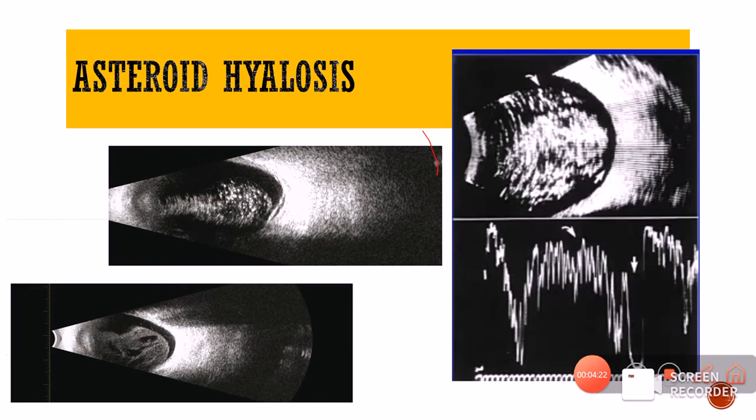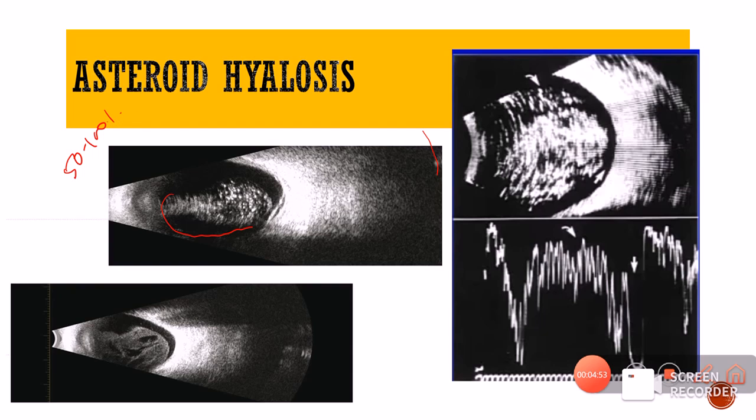Now another thing is the asteroid hyalosis. As we all know, asteroid hyalosis is nothing but the presence of calcium crystals embedded in an amorphous matrix, right? These embedded calcium crystals, on B scans, will look like multiple densely packed, homogeneous, distributed dots of medium to high reflectivity. So what I mean to say is that the spikes can be 50 to 100%.